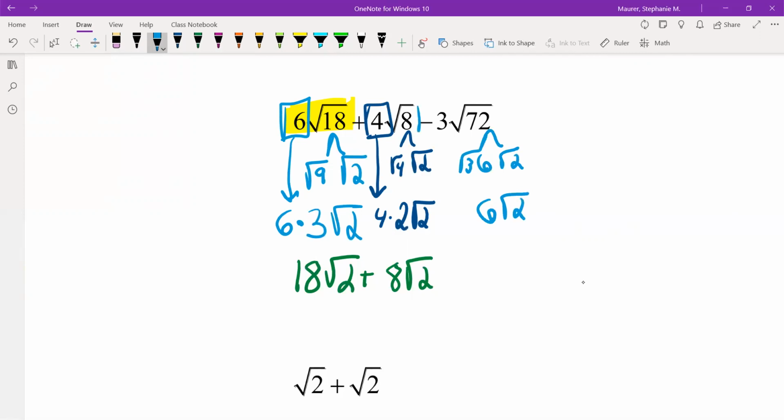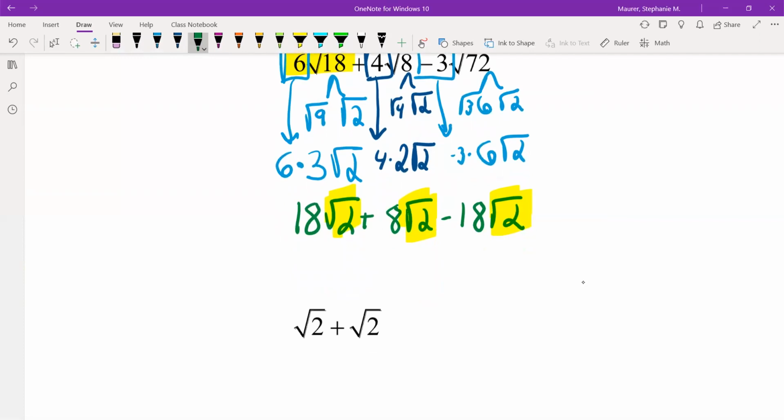But again, and this one's actually negative, so don't forget the negative out there with it too. We're going to bring that negative 3 down here. Do a little multiplying. So negative 3 times 6 is a negative 18 square root of 2. And then sure enough, they are all square roots of 2.